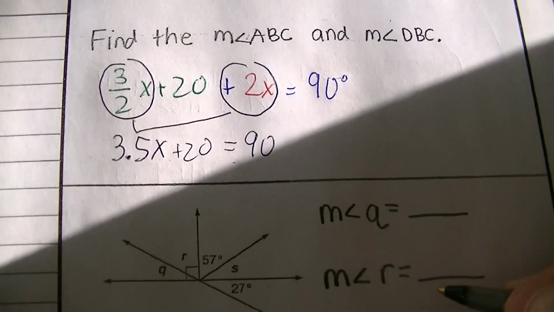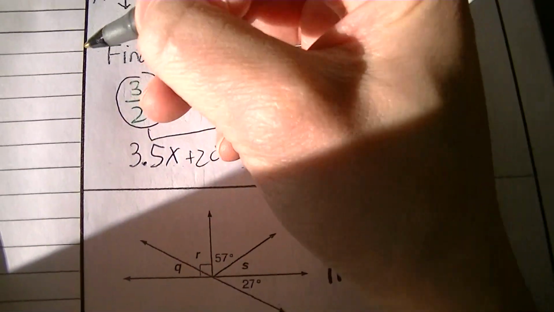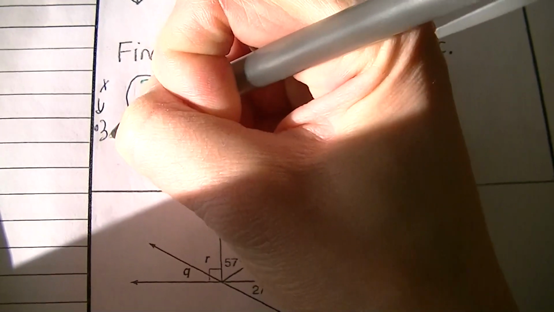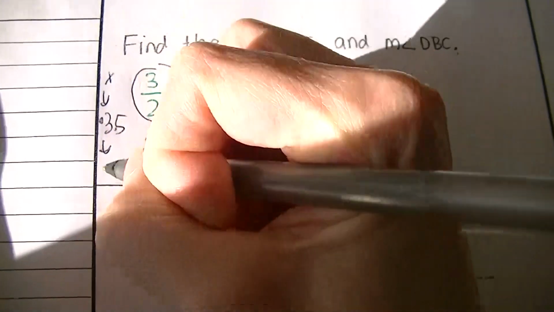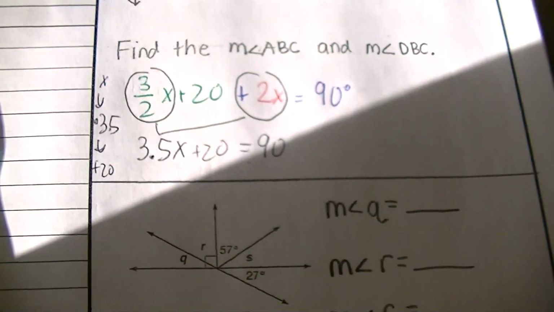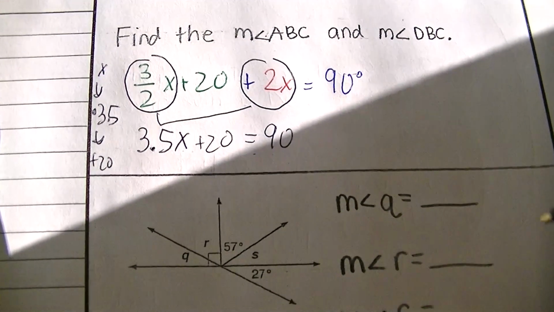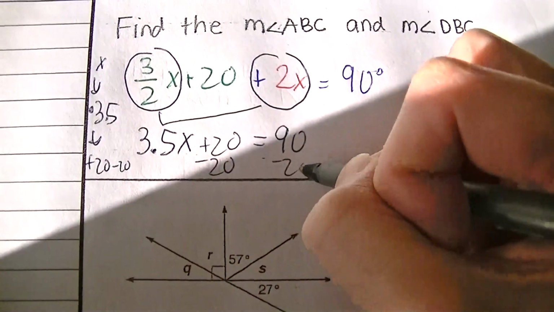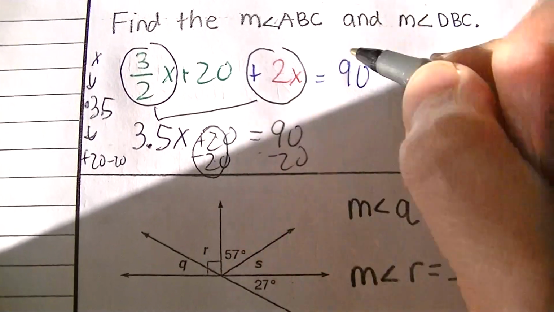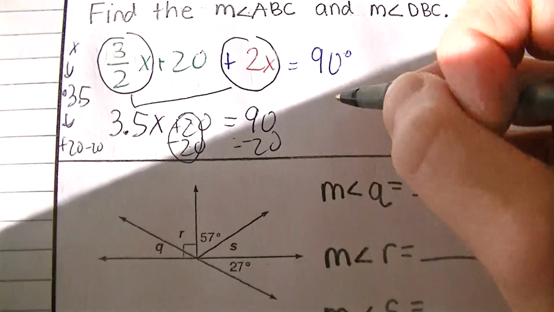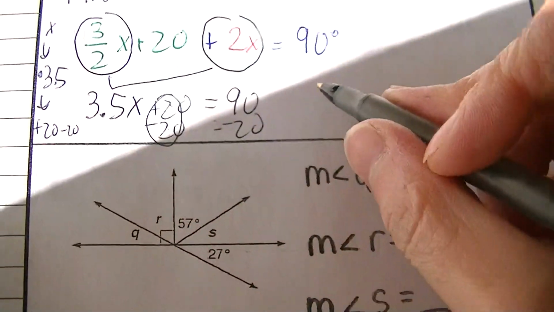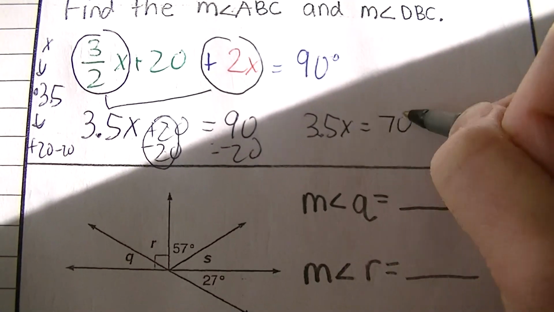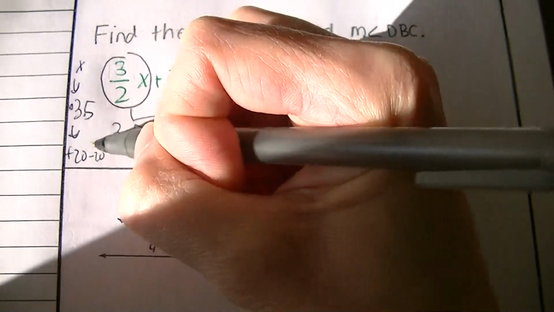All right, now let's go ahead and build it. So I start with x, then I multiplied it by 3.5. Then after that, we added 20. So the inverse operation of adding 20 is to subtract 20. We're going to do that to both sides of that equal sign. 20 take away 20 is 0. 90 take away 20 is 70. So I'm going to rewrite it over here because I ran out of room. So 3.5x equals 70.